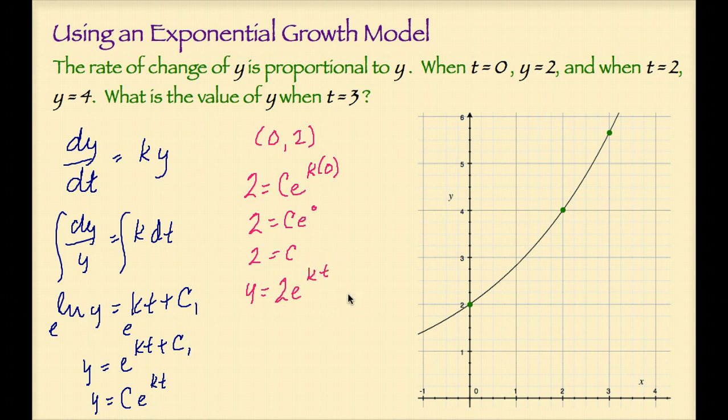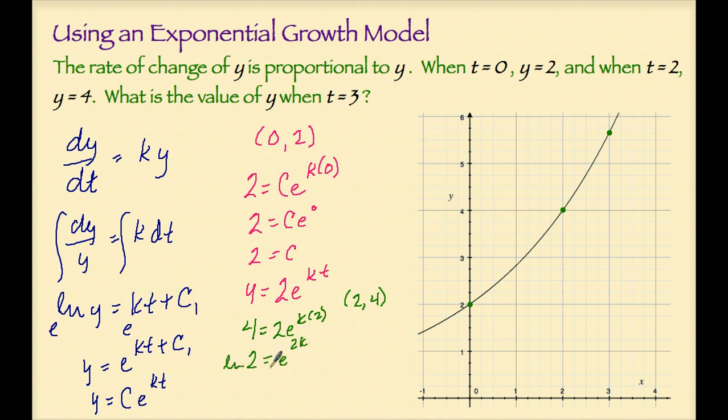Now let's use the second initial condition to solve for k. That was the ordered pair (2, 4). So when y is equal to 4, t is equal to 2. Let's divide both sides by 2. That means 2 is equal to e to the 2k.